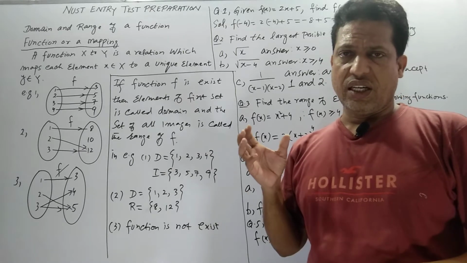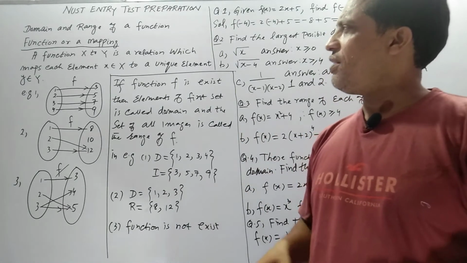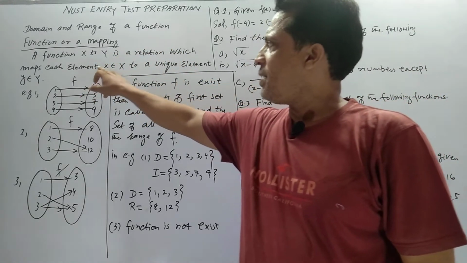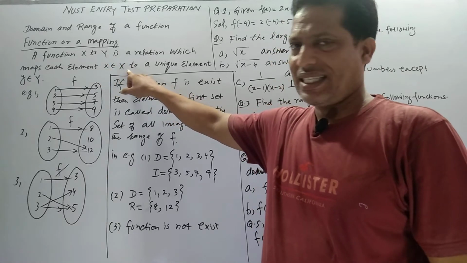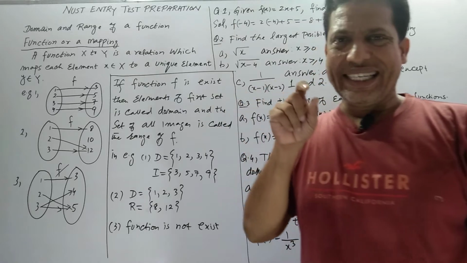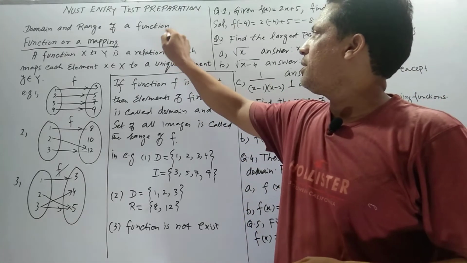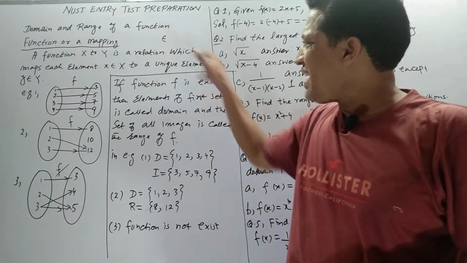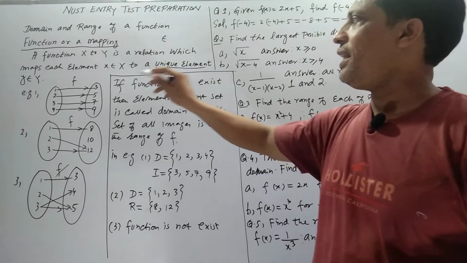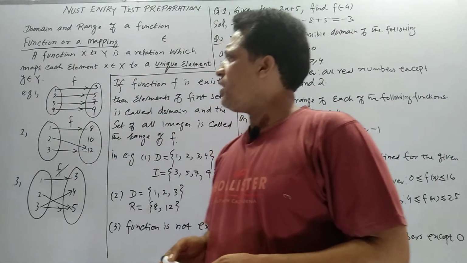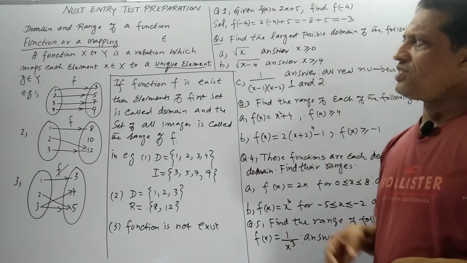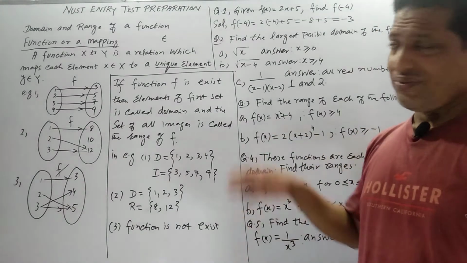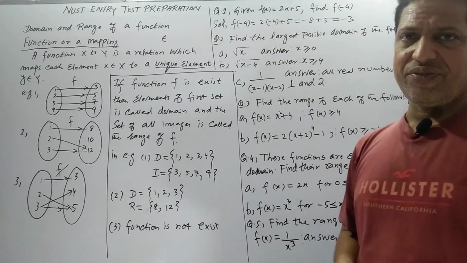The definition of a function: a function from X to Y is a relation which maps each element x in X, this symbol is the small e set symbol, x contained in set X, to a unique element y contained in set Y. What is the meaning of this definition? X to Y is a relation which maps each element of the first set to a unique element of the second set.